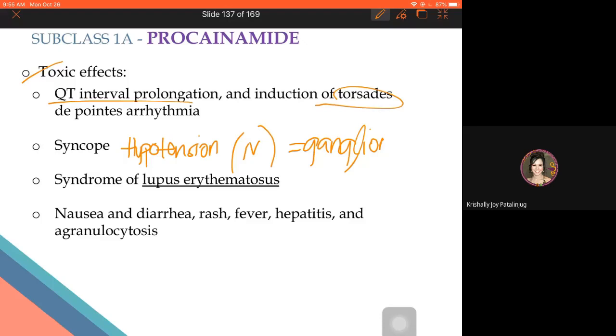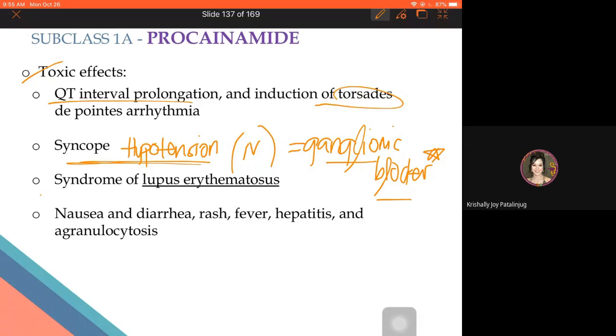Ayan, again, meron siyang additional action and that is by blocking ganglionic receptors. And we suppose that drugs with this action is said to lower elevated blood pressure. Di ba when we discuss antihypertensives, may classification doon under sympathoplegics na ganglionic blockers. So somehow, meron siyang ability to lower elevated blood pressure. That's why meron talaga siyang syncope, adverse effects. Na-mention na natin kanina yung SLE, so no problem with that.